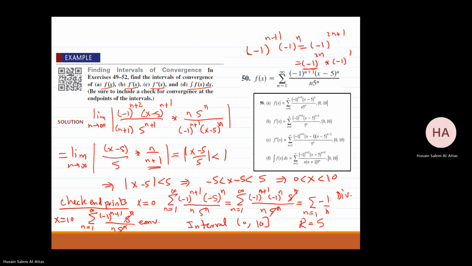Now when it comes to f prime, let me remember f. f of x equals what? What is it? The summation.